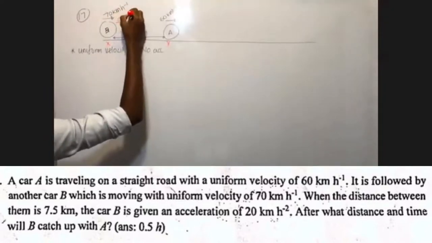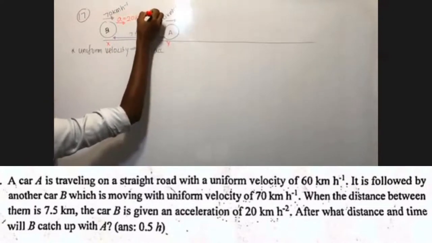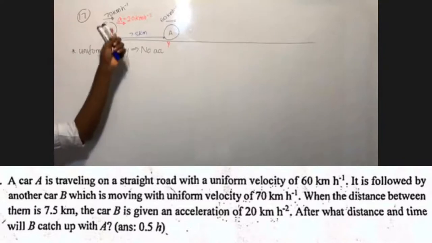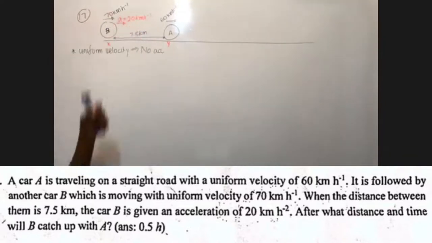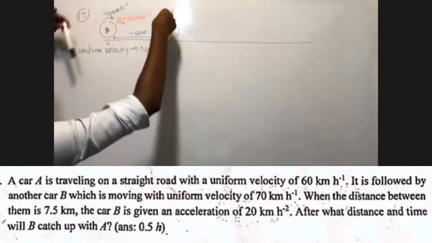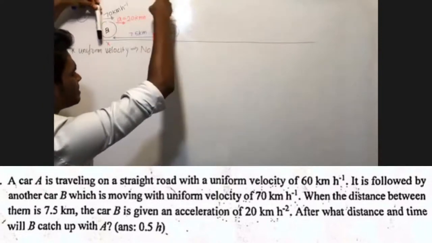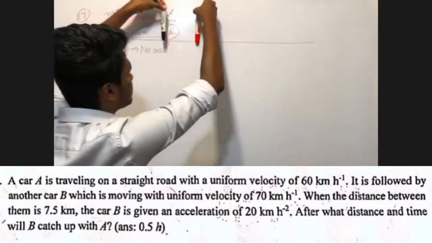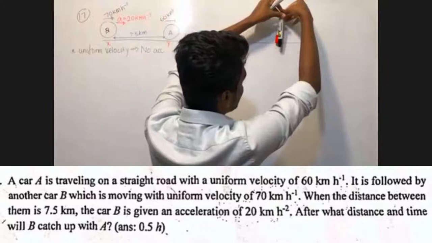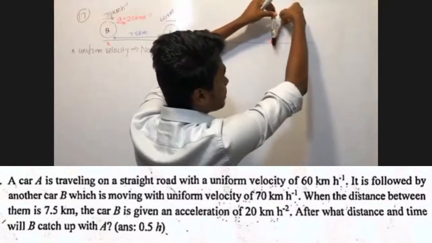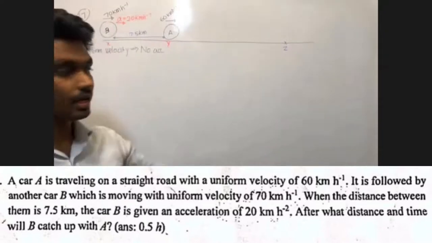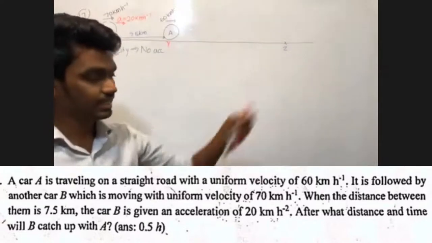He accelerates with 20 kilometers per hour minus 2, right? With this acceleration, after what distance will B catch up with A? So when both reach Y and X, B accelerates, and then he overtakes. Overtakes at which point? At this point. Overtake is occurring at which point? At Z.